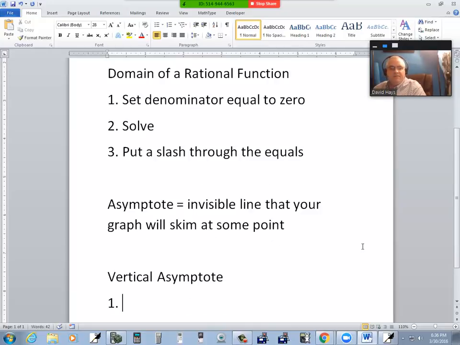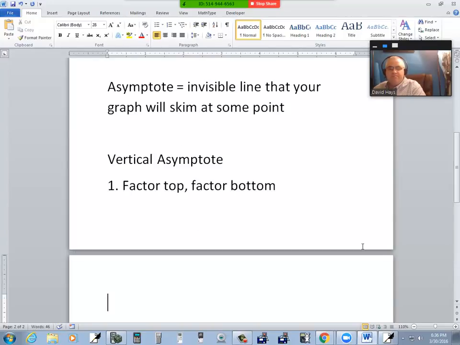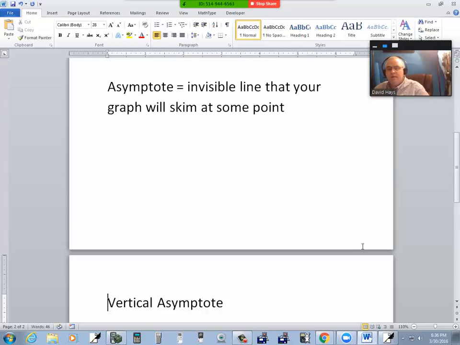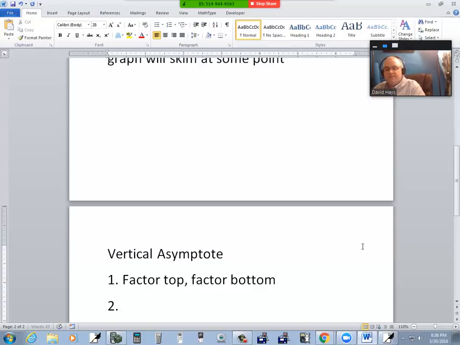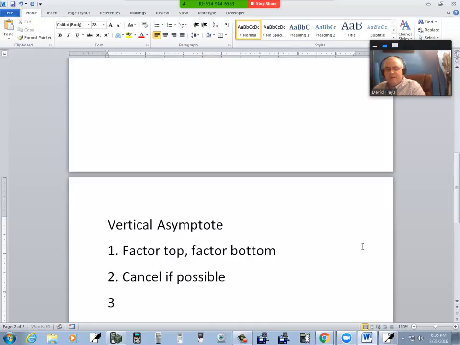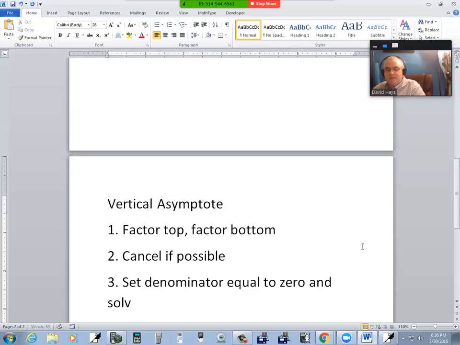Now, first step in finding a vertical asymptote is you factor the top, the numerator, and factor the bottom, the denominator. Step 2, cancel if possible. And step 3, set the denominator equal to 0, the bottom equal to 0, and solve.